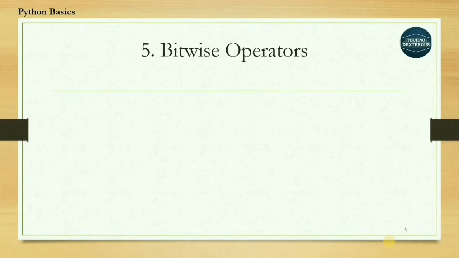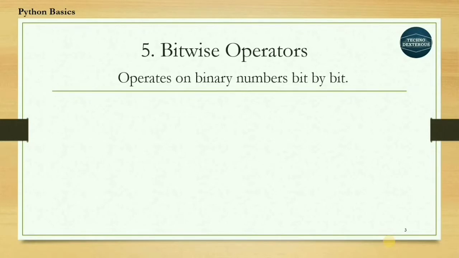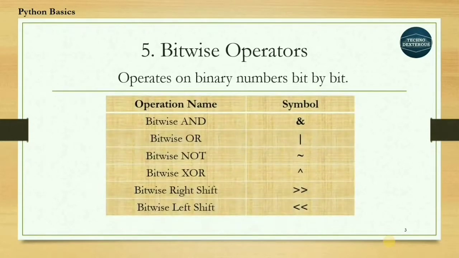Bitwise operators. Bitwise operators are used for binary number calculations and operate on binary numbers. Examples of bitwise operators are bitwise AND, OR, NOT, XOR, bitwise right shift and bitwise left shift.